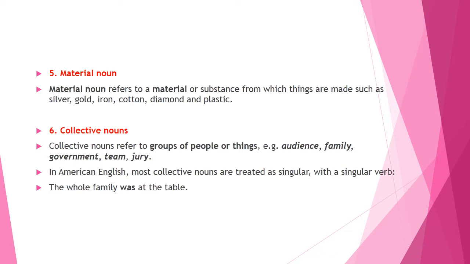The next type of noun is called collective nouns. Collective nouns refer to a group of people or things, for example audience, family, government, team and jury. And in American English, most collective nouns are treated as singular with a singular verb. For example, the whole family was at the table.